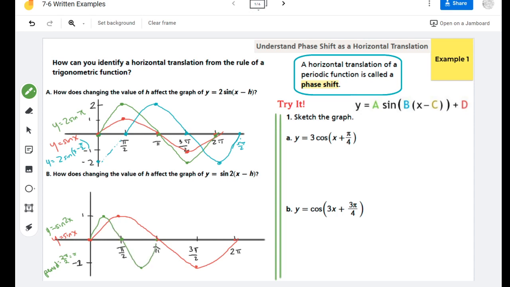And so in this same 2 pi section, look at what happens. Now you have the sine wave twice in that same section. That's what that 2 does.